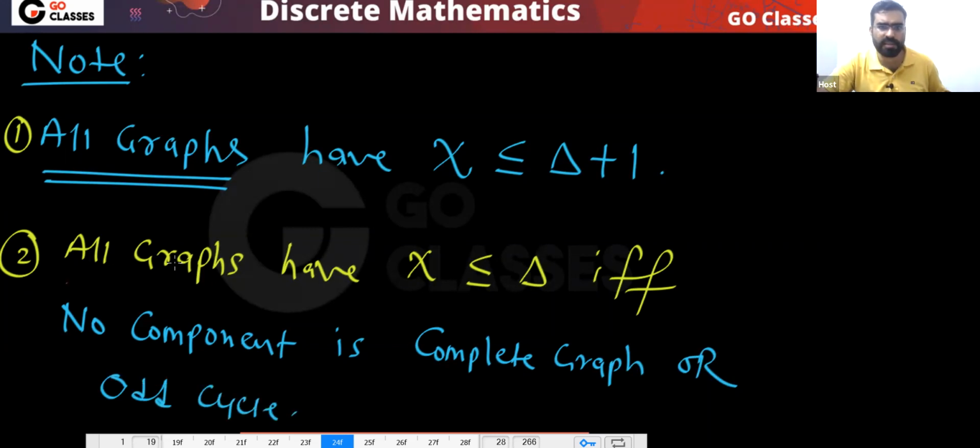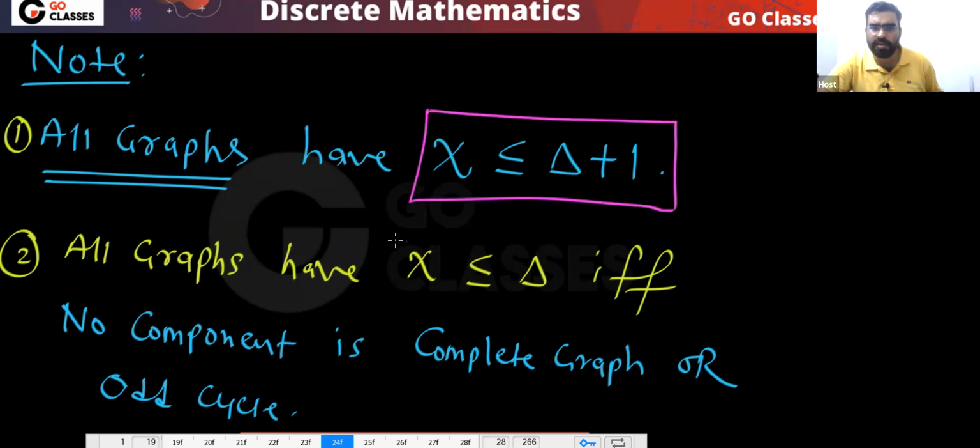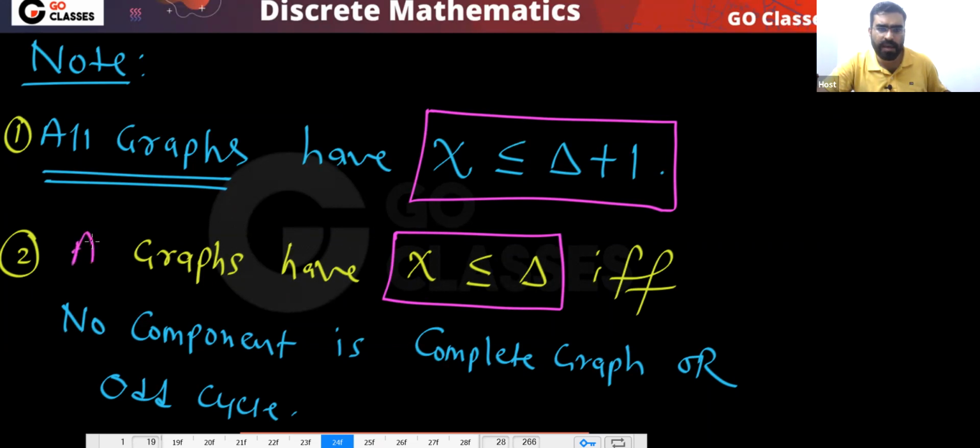Okay. Is this clear? So all graphs have, yes, this statement is correct. All graphs have chromatic number less than or equal to delta plus 1. This is fine. And a graph has chromatic number less than or equal to delta if and only if no component is a complete graph or odd cycle.